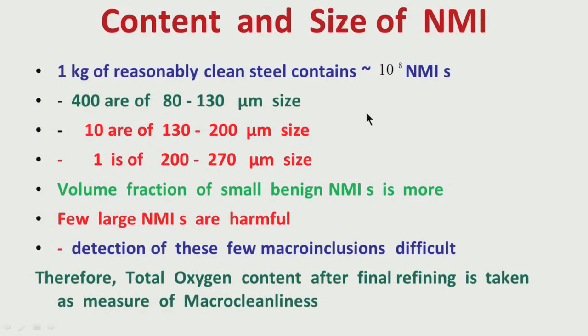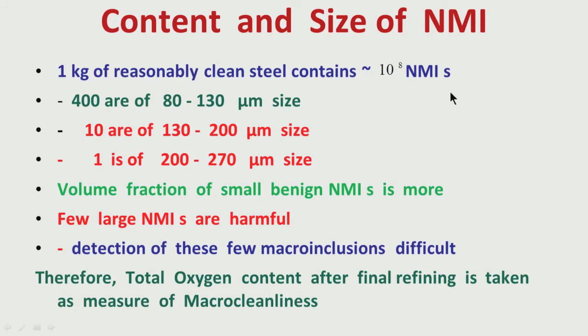Now this is an important issue. I have told that no steel is free from inclusions. Now in 1 kg of reasonably clean steel, can you imagine how many inclusions will be there? I have mentioned here 10 to the power 8. So many inclusions are present in 1 kg of reasonably clean steel. It is not a dirty steel I am talking about, I am talking of clean steel, reasonably clean steel.